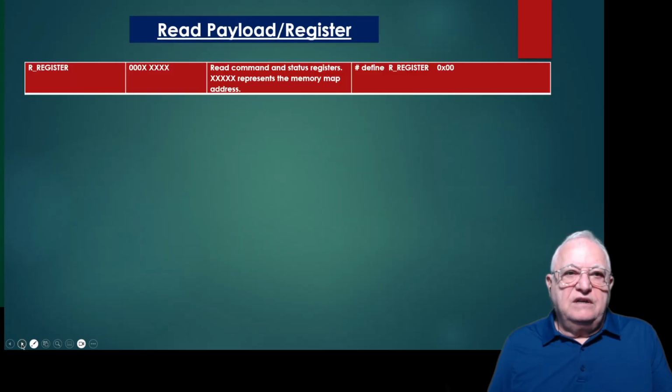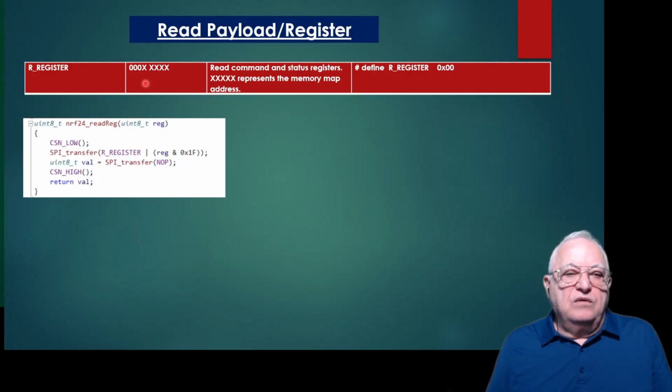So now let's look at the read. So again, we're going to read a payload. We're going to read from a payload that we just received, or we're going to read a register. Now, to read the register, we have to send the 000. It has to be ORed with the register we want to read from.